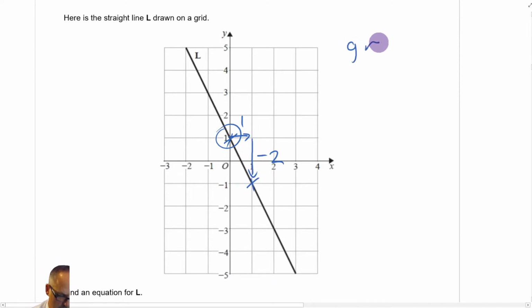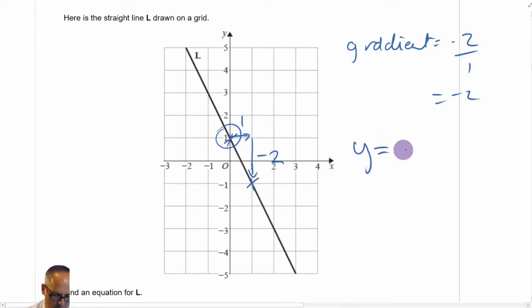So our gradient equals our change in y over change in x. So we've got -2 over 1, which equals -2. And we know our intercept is equal to 1. So therefore, y equals -2x plus 1. Don't get confused with what a lot of people think, the gradient is -2x. It's just the -2, just this number. Look, there's no x's in there. It's just a number.